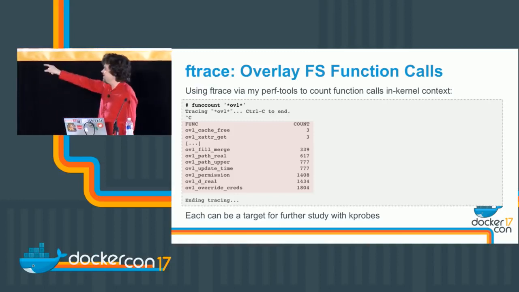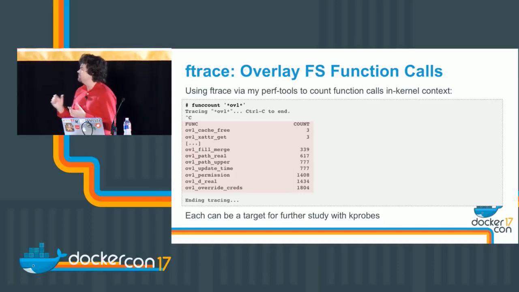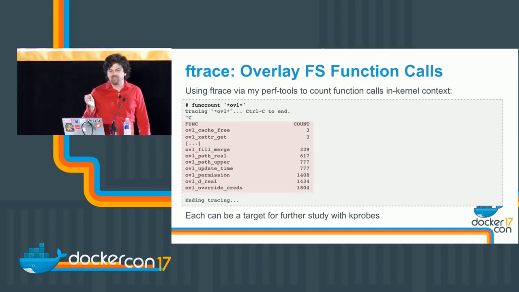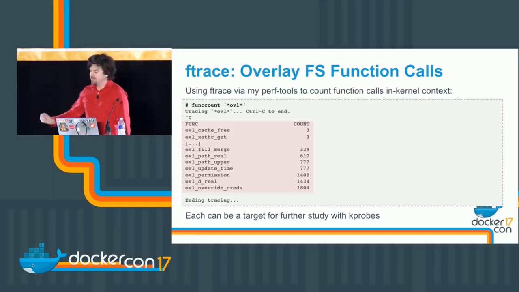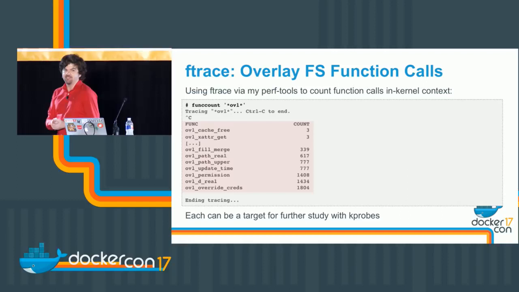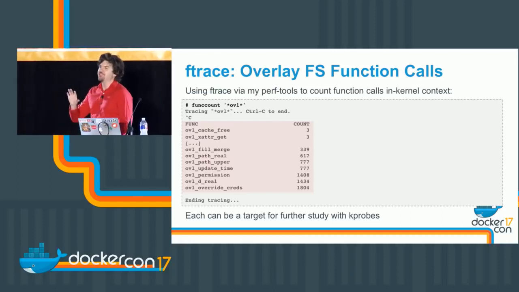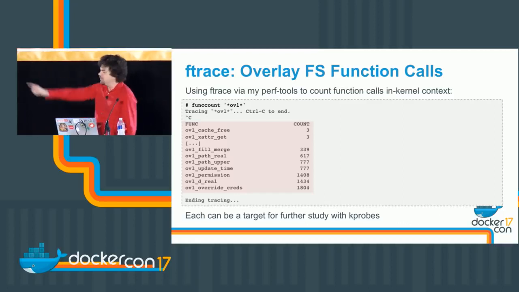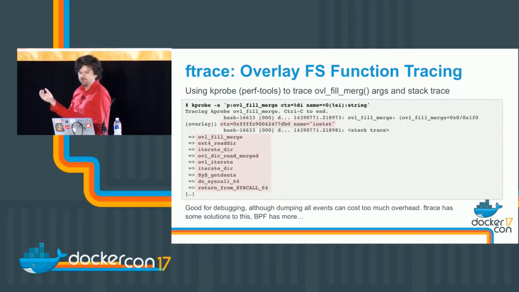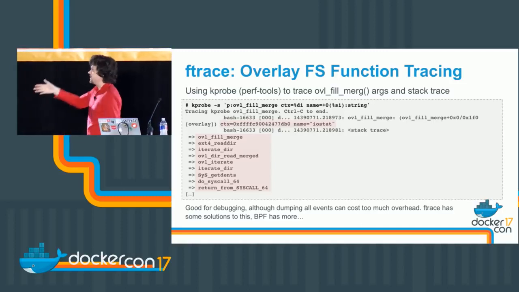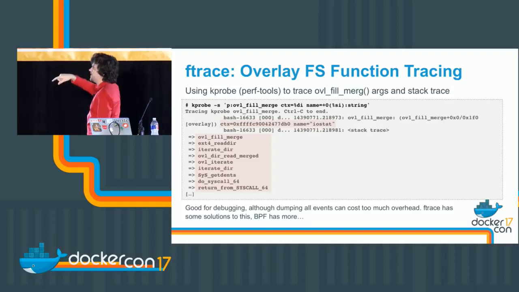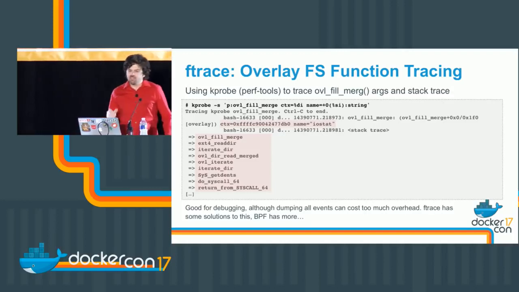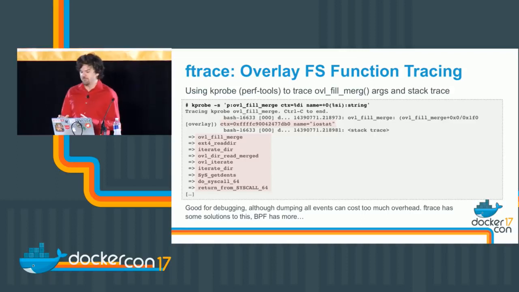Just to give you an idea of what ftrace looks like, this is using my funccount tool from perf-tools, where in this example I'm counting overlay file system function calls. It's using kernel dynamic tracing. Actually, it's not using kprobes, it's using ftrace for function counting, which is specialized and faster. All of these are potential points for further analysis. So I could look at, say, ovl_fill_merge, and this time I'm using kprobe, and show me the stack backtrace and show me the arguments. So you can imagine using those two tools for a lot of kernel exploration.